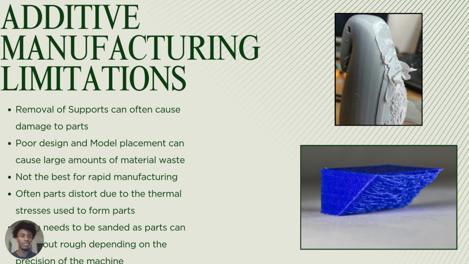The limitations of additive manufacturing are that the removal of supports can often cause damage to the parts when finishing. Poor design and model placement can cause large amounts of material waste. It's not the best for rapid mass manufacturing, as it is slow and it has such a small area that it can actually produce the parts. But it's better for prototyping, as you're only making one or two. Often parts distort due to thermal stresses used to form parts, and often the parts need to be sanded as they can be rough depending on the precision of the machine.